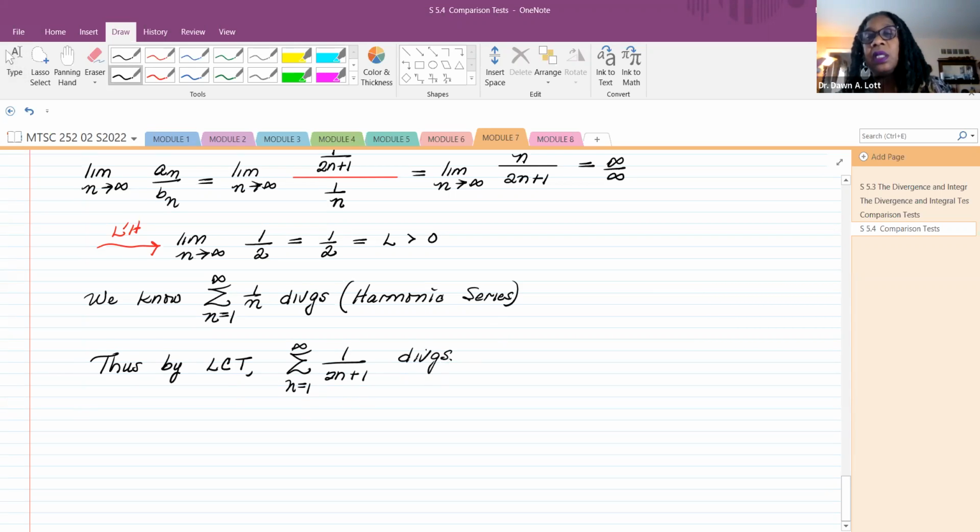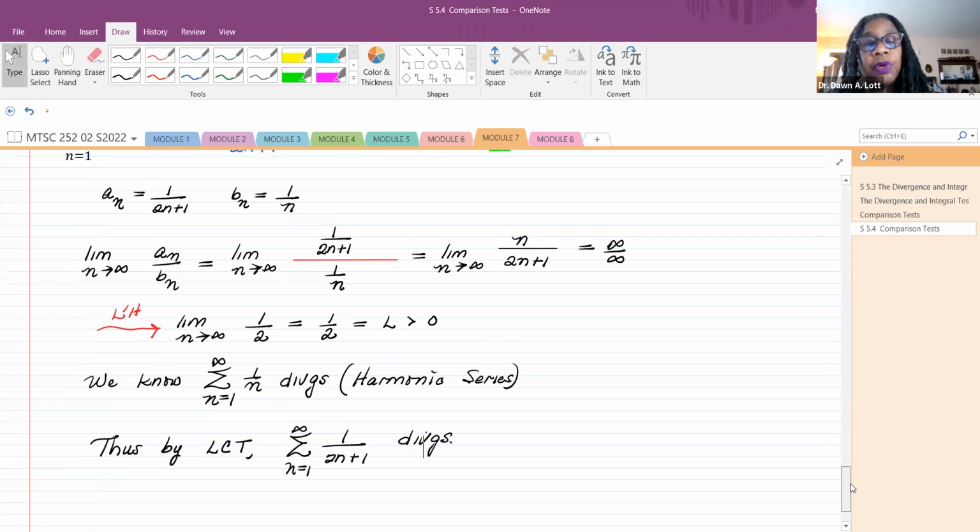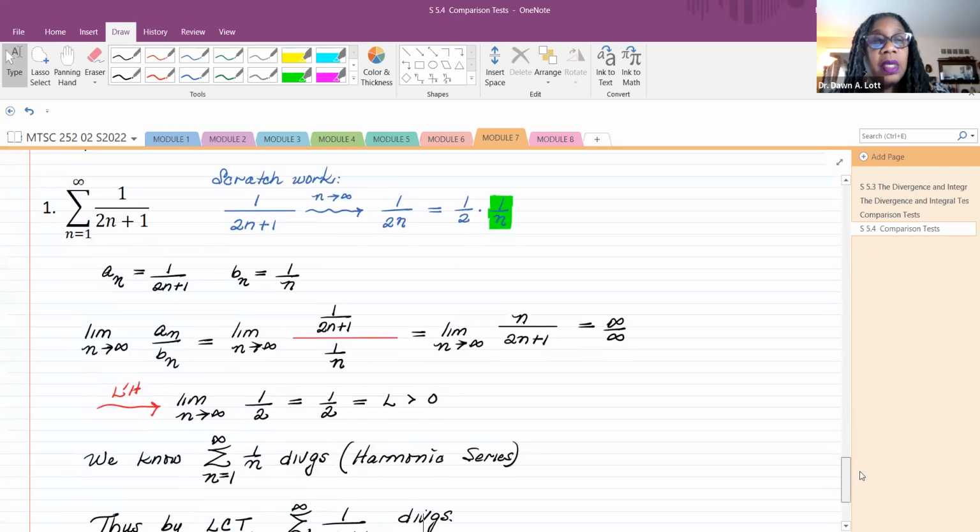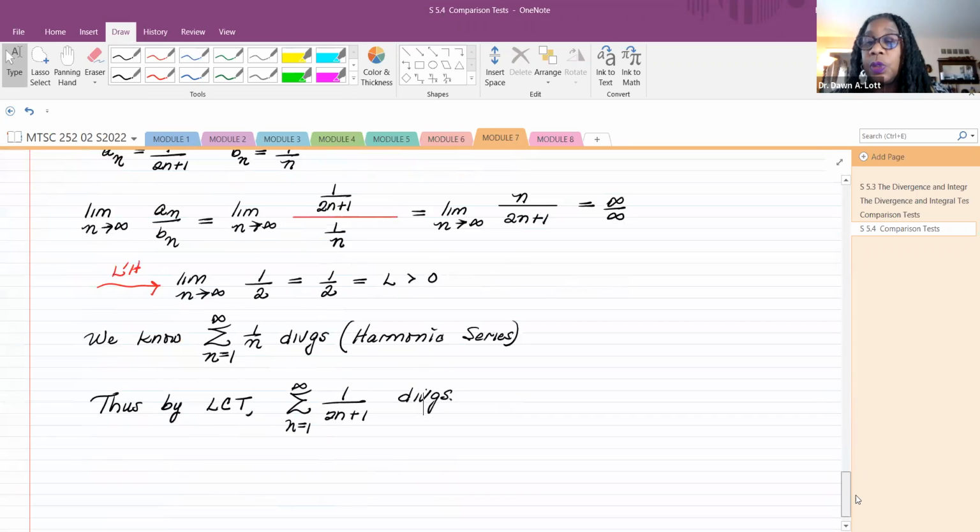So if I take the limit of the sandwich an over bn, I'm trying to see if they're going together to the same thing. So if they have a common ratio that looks like L, if one's going to infinity, the other one has to go with it. If one is going to a number, the other one has to go with it. Okay, so if they converge, both of them will converge. If they diverge, both of them will diverge. Okay, again, some of this is on the scratch work.